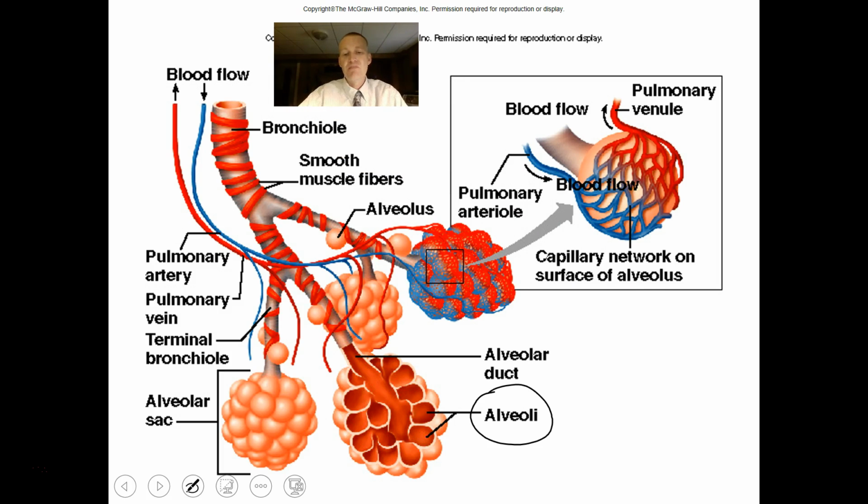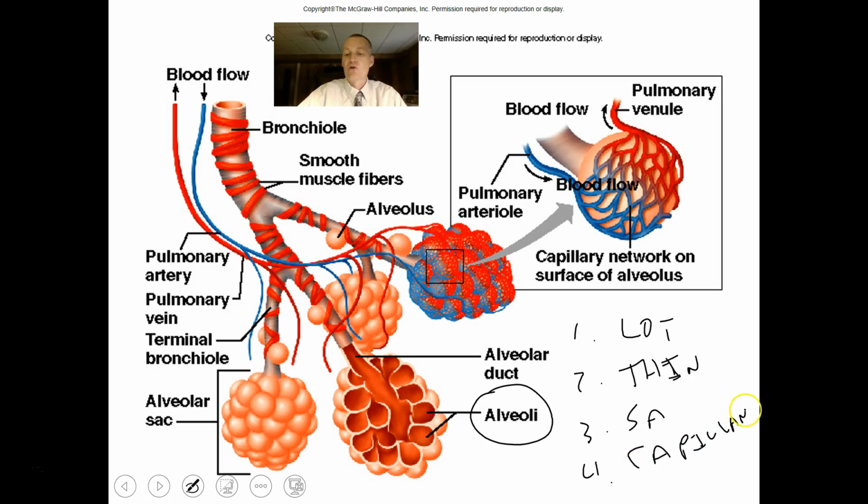There's a lot of things that make the alveoli really good for gas exchange. The first thing is that there's a lot of them. The second thing is that they're thin. They're only one cell layer thick, so it's really easy for gas exchange to occur through them. And lastly, they have really tremendous amounts of capillaries. So lots of capillaries are going to be covering and surrounding these particular structures. As you can see up here, there's lots of capillaries there.